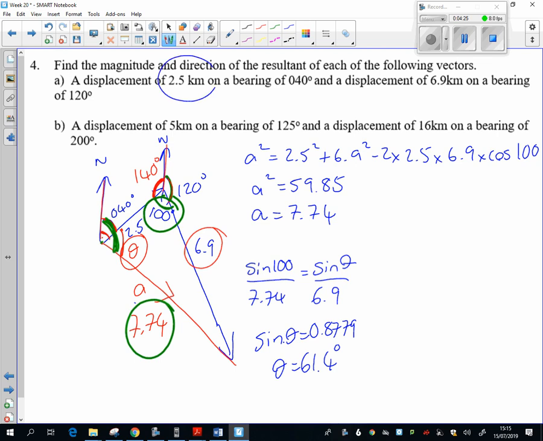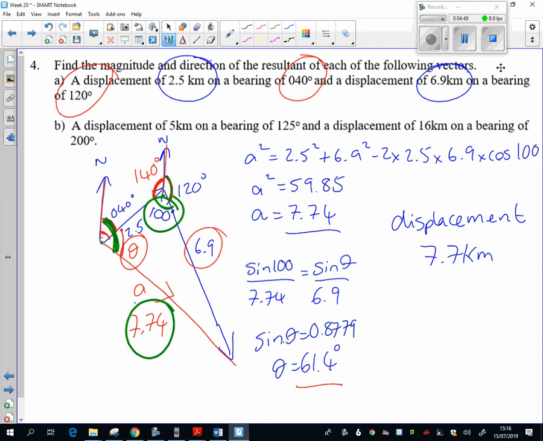Okay, so let's think about how I want to give these final answers. Looking back at the question, it looks to me as though they've given the displacement to the nearest tenth of a kilometre. So that's the level of accuracy I will give my displacement to. So 7.74 would round to 7.7 kilometres. And then for the bearings, they've gone to the nearest degree. So don't forget that the 61.4 is just that interior angle of the triangle there. So I'm going to say that that's 61 degrees. So the total bearing is going to be 61 plus 40, so 101 degrees.